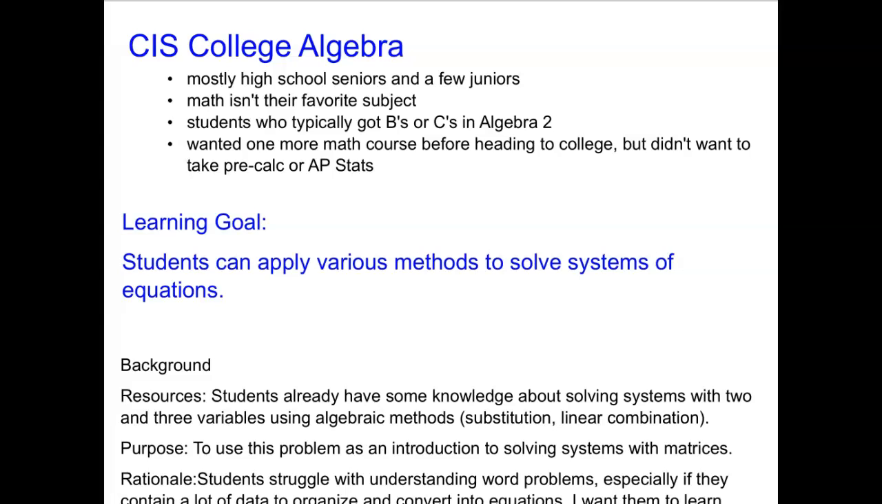So the learning goal that I selected was that students can apply various methods to solve systems of equations. I chose this particular learning goal because matrices are new to them. Much of the content in our course is just a slight extension of things they've learned in Algebra 2, and I wanted them to get a deeper understanding about why they're being taught matrices and how they can help make solving systems a little easier.